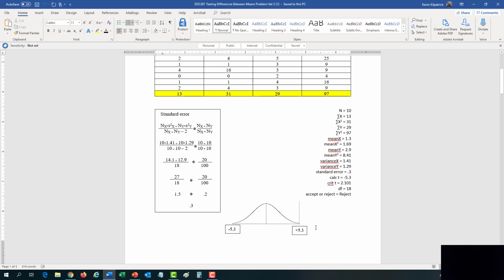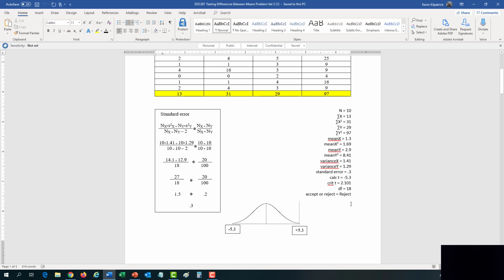Okay, confusing? Yeah. I don't think I make it this confusing on the midterm. At any rate, the answer to this final question, accept or reject, is that you reject the null hypothesis.